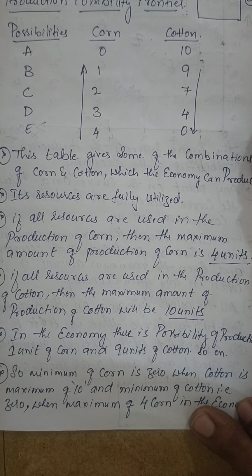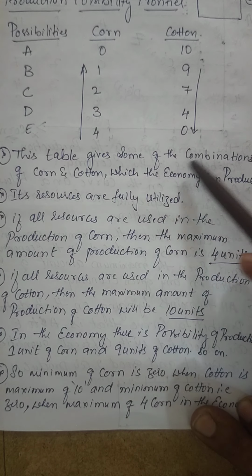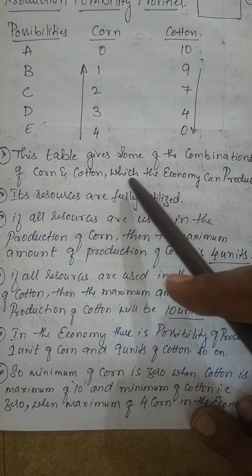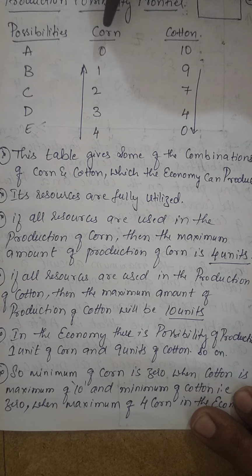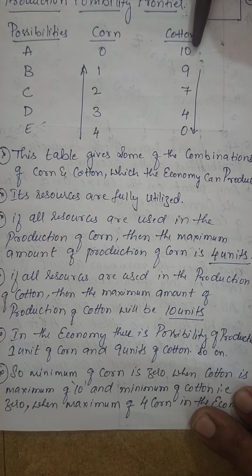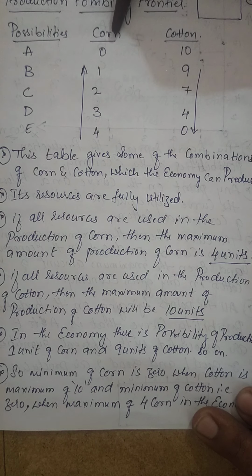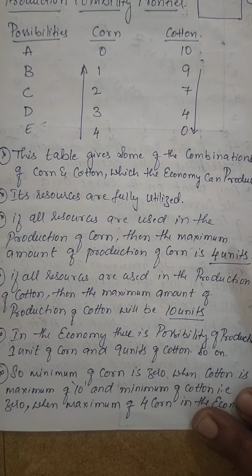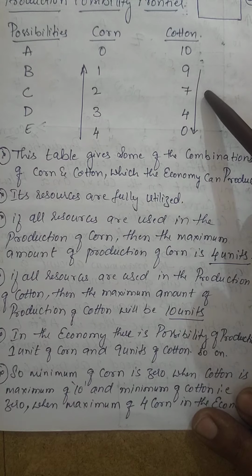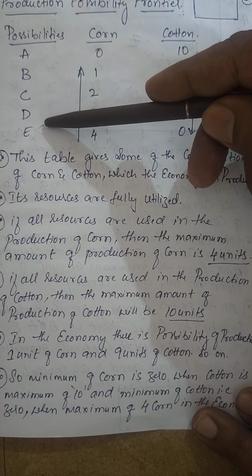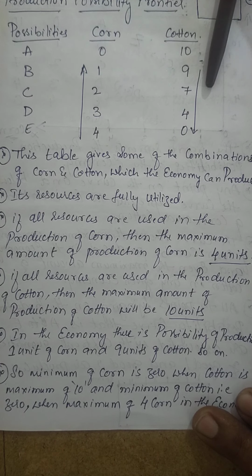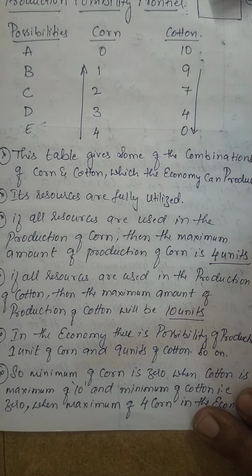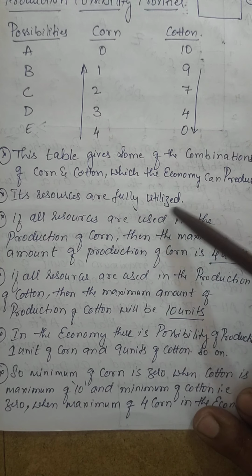What does it explain? This table gives some of the combinations of corn and cotton which the economy can produce. Yes, in an economy they are able to produce 2 goods, which are corn and cotton. Please understand very carefully: corn and cotton in an economy, it is ready to produce with the 2 combinations. These are the possibilities of production. These are the combinations, and its resources are fully utilized.